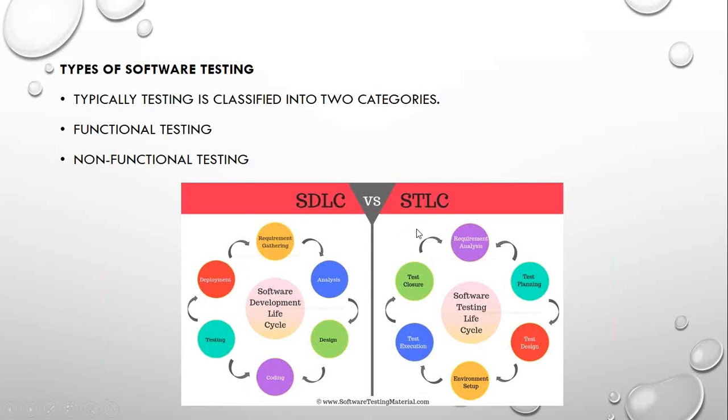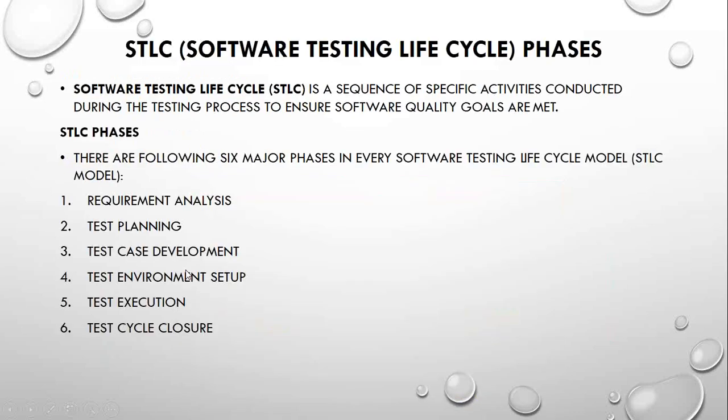Okay, so now STLC. So in our case, what will happen? We have the software test life cycle, and we have to follow certain steps, because it is not like just create test cases, go and execute. We will see in detail what will happen in STLC. In STLC we have 6 phases: requirement analysis, test planning, test case development, test environment setup, test execution, test cycle closure.